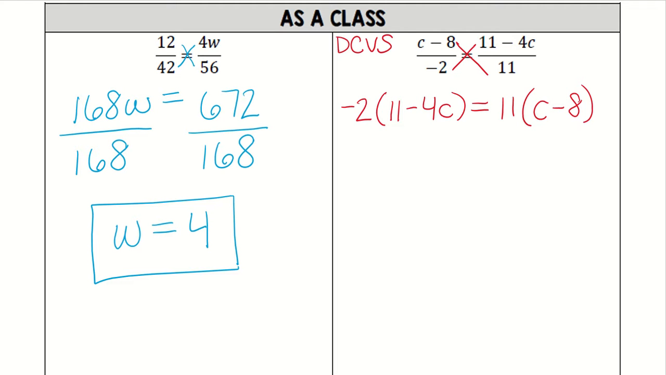So according to DCVS, I do have a distribute step, so I'm going to start with that. When I distribute, I get negative 22 plus 8c equals 11c minus 88. Do I have a combine like terms step? Hopefully you answered no, because nothing on one side can be put together. So now I'm on to my move the variable step. I always like to get them on the left side.